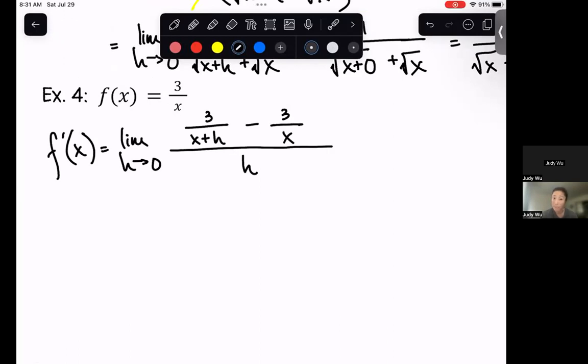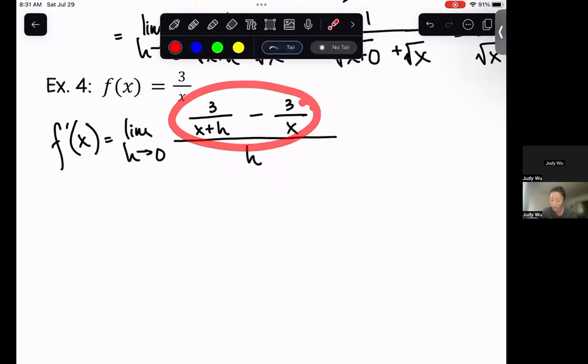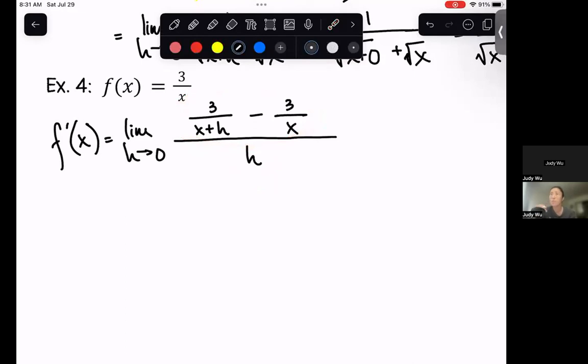Now, when I plug in 0 for h, though, it gives me that same old problem. I'm going to divide by 0, no good. So we've got to do a little bit of work. And in this case, we see that we have two different fractions. And so the strategy we're going to use here is to combine those into a single fraction. And when we combine things into a single fraction, we have to have a common denominator, okay? So let's get started finding this common denominator.